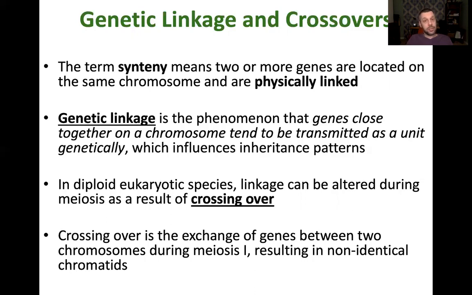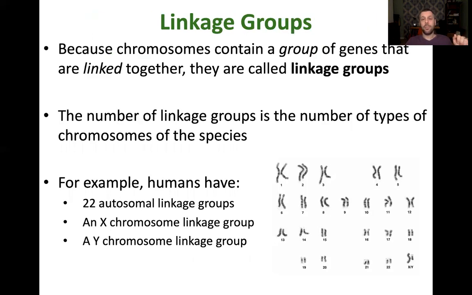Just to throw a spanner in the works, though, there's a phenomenon called crossing over, which occurs during meiosis I, where pieces of DNA are physically moved from one homologous chromosome to another one. They're basically swapped. That is crossing over, and we'll talk more about that in a minute. And that alters linkage. It means that two genes can be separated by crossing over. So let's examine some of these concepts and see what that means.